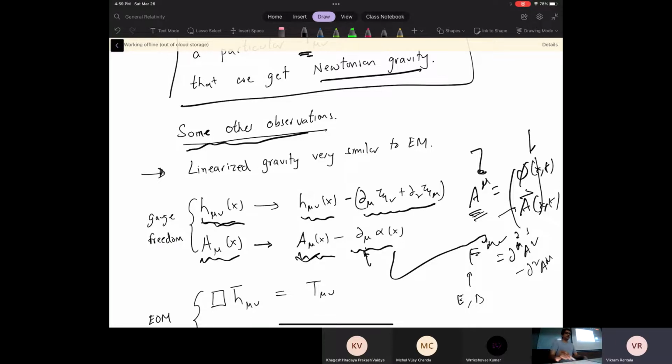So you see that this gauge freedom is very similar looking. Here I have a 1 index object and it can transform like this. Here I have a 2 index object, so it transforms in a more complicated way. But you see the similarity in the gauge freedom that you have.